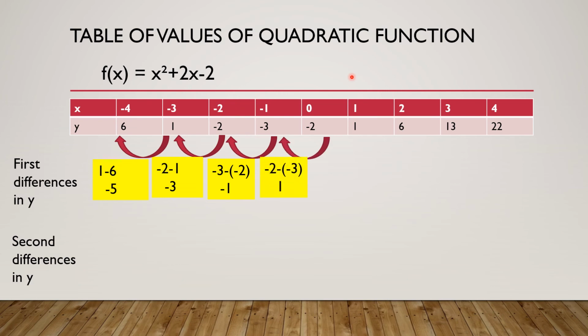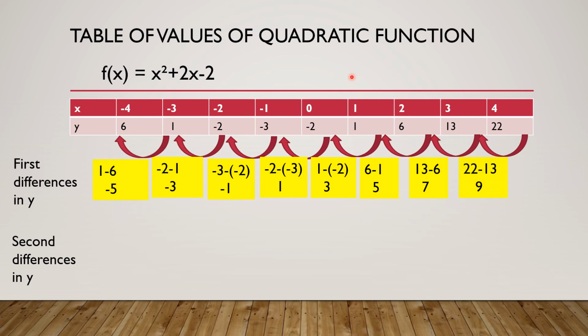And then we have negative 2 minus negative 3, that is 1. Then 1 minus negative 2, that is 3. 6 minus 1, that is 5. 13 minus 6, that is 7. And 22 minus 13, that is 9. Okay, so again, ang first differences nila ay magkakaiba. What about the second differences?